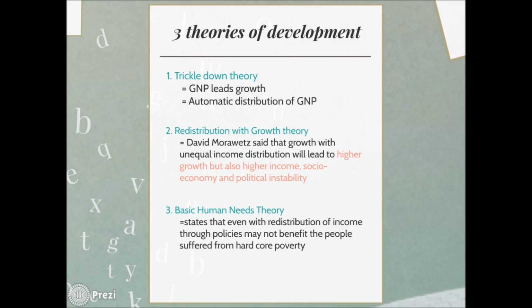The third theory of development is the basic human needs theory. This theory states that even with the redistribution of income through policies, it may not benefit the people who suffer from very hardcore poverty.